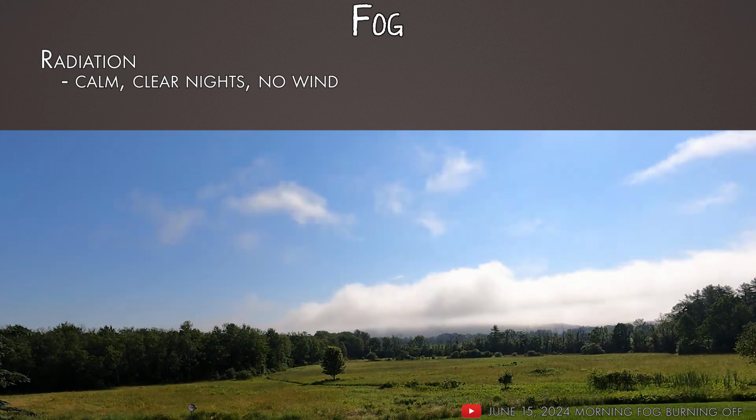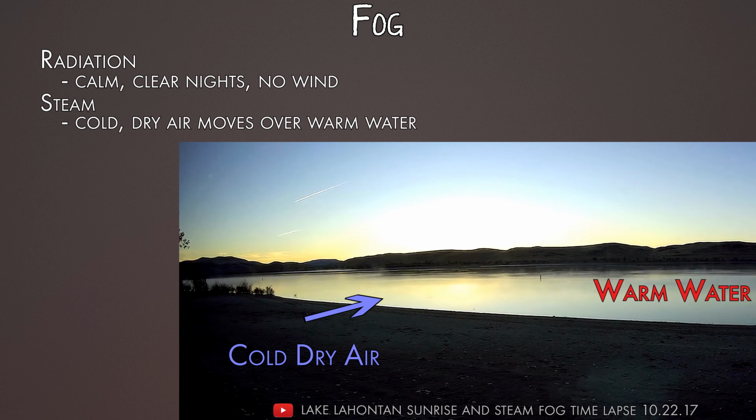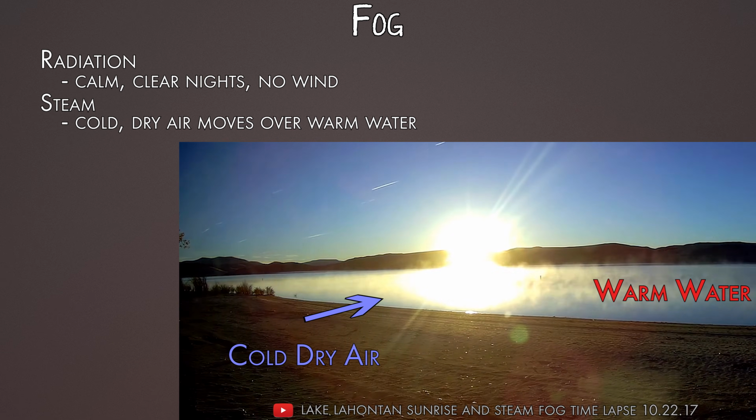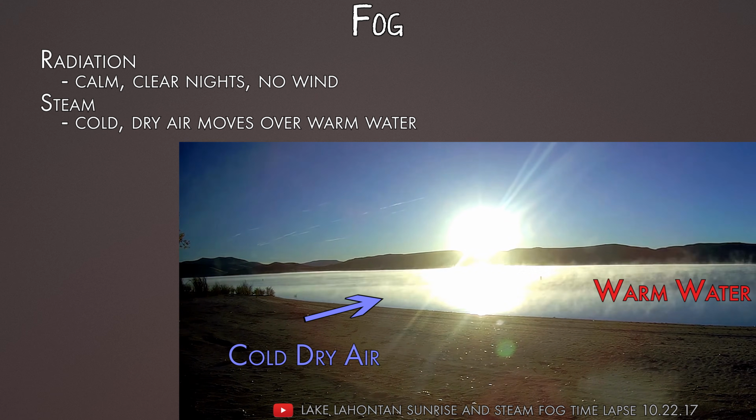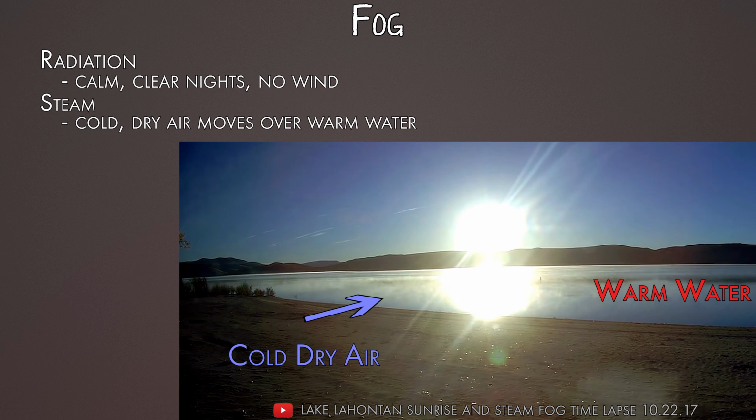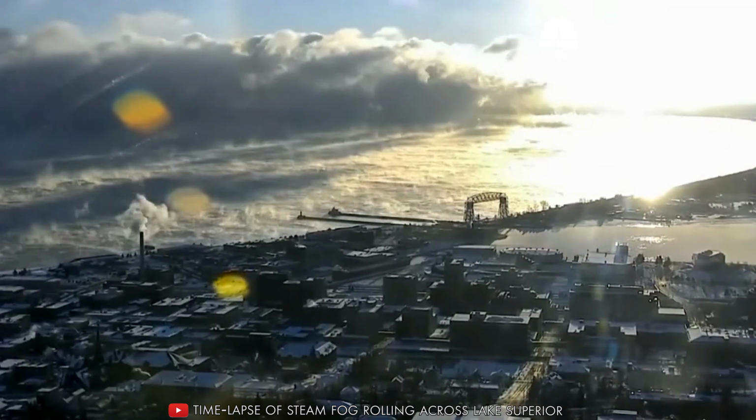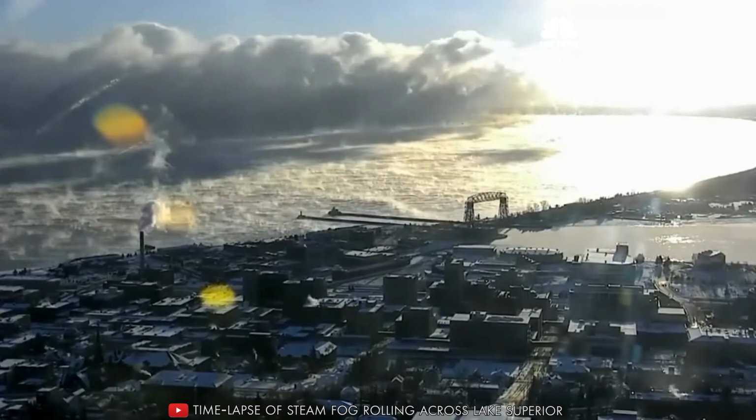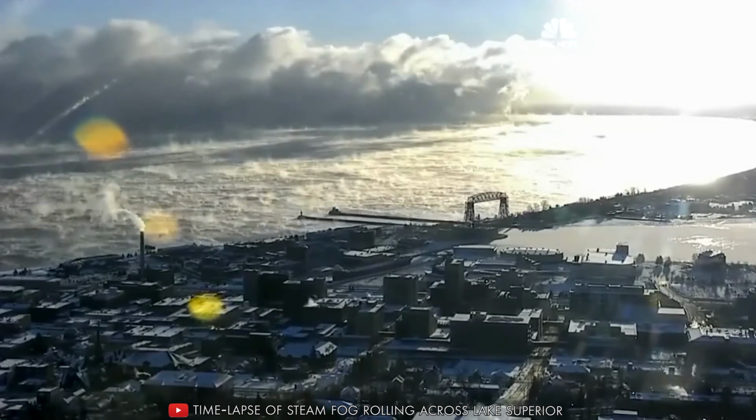Similar to radiation fog is steam fog. It just forms differently. In this case, cold, dry air moves over warmer water, and as the water evaporates and rises, it cools and condenses, forming fog that looks like smoke. You'll see this a lot on lakes when the land is colder than the water. And when it's really cold, water vapor can directly form ice crystals and cause ice fog. It looks really cool, but it's super dangerous to fly through.